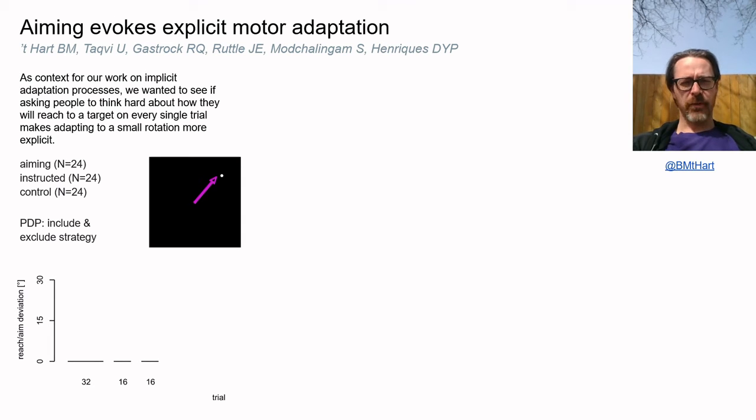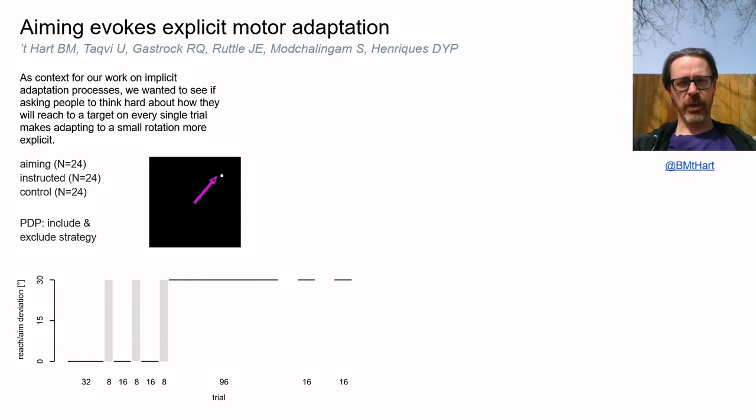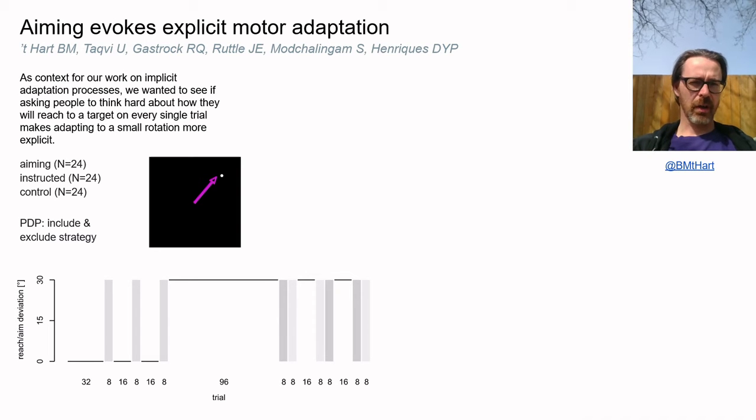We started off with a light training with some interspersed no-cursor reaches as a baseline measurement. Then we introduced a 30-degree rotation, which is fairly modest, but should work for our purposes. Then we have these PDP no-cursor reaches where people either include the strategy or exclude the strategy, and the order was counterbalanced across participants.